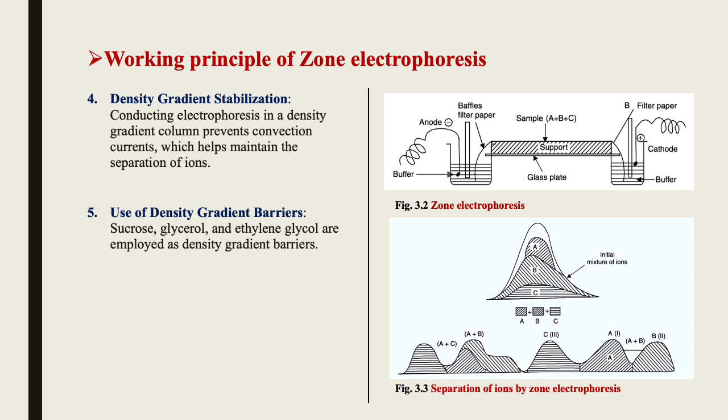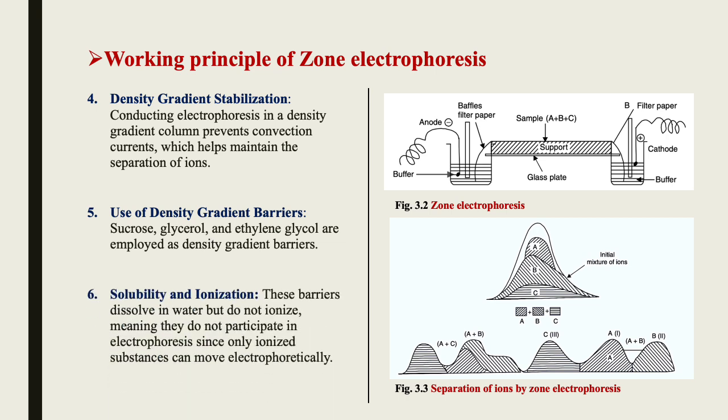The fifth parameter is the density gradient barriers. What are the density gradient barriers? Examples are sucrose, glycerol, and ethylene glycol. These are the types of material used for the density gradient barrier. Why is this important? Because it gets solubilized but does not get ionized.